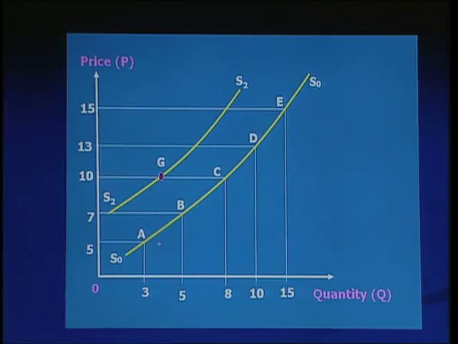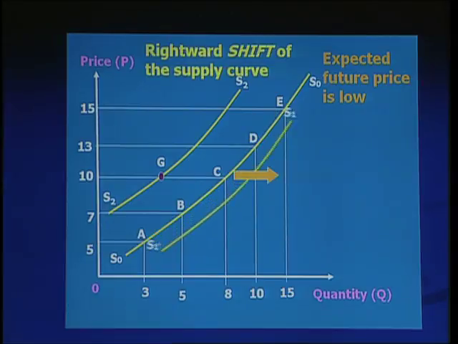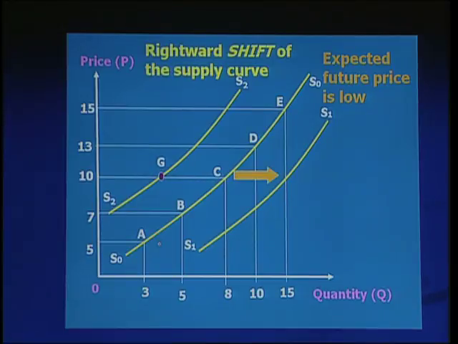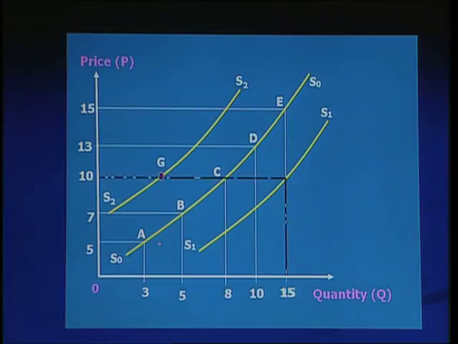Now, let us take another example. If the expected future price is low, what happens? The producer will think that in future the price will be low, so the profit will be low. So, in that case, he will try to sell more of his commodity. So, we can see in this case the supply curve shifts to the right. So, at the same price, now the producer is selling more. We can see the producer is selling 15 kilo of potato at the previous price.